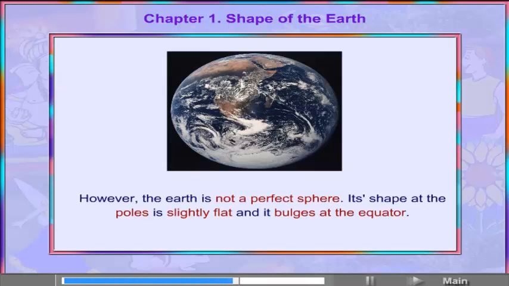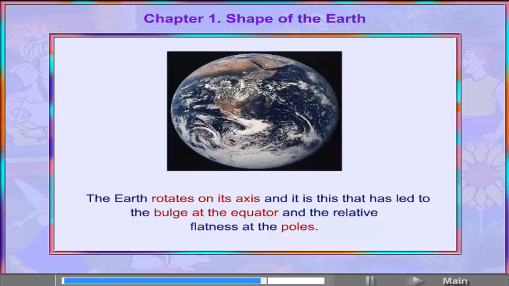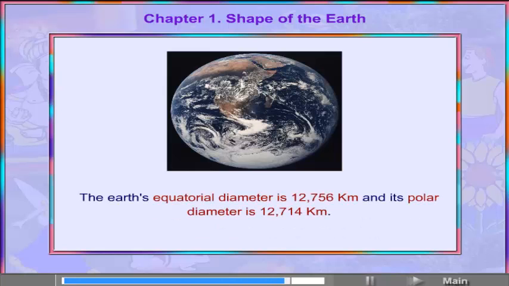However, the Earth is not a perfect sphere. Its shape at the poles is slightly flat and it bulges at the equator. The Earth rotates on its axis and it is this that has led to the bulge at the equator and the relative flatness at the poles. The Earth's equatorial diameter is 12,756 kilometers and its polar diameter is 12,714 kilometers.